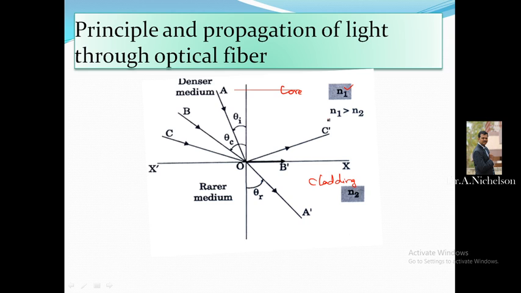Okay, we have already seen all this. So this X X prime is the place at which the core and cladding meet. Just imagine the core as a pipe. It is immediately surrounded by the cladding material, and it is surrounded by the protective layer. So this is the interface where both core and cladding are meeting, that is X and X prime.